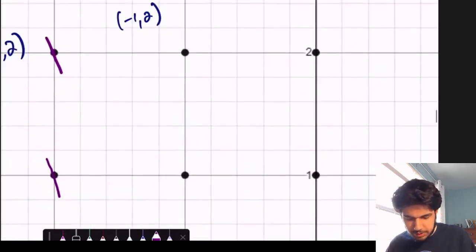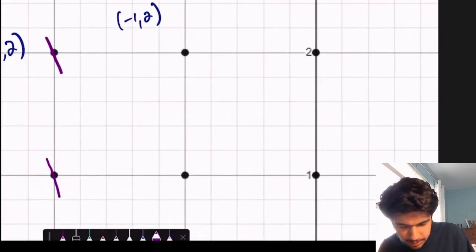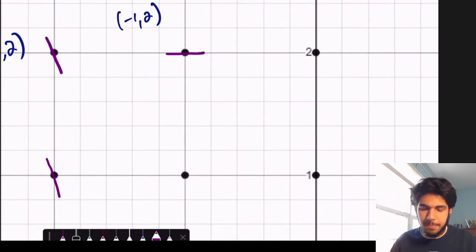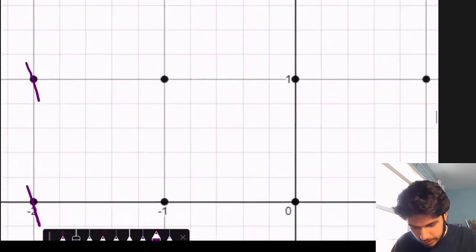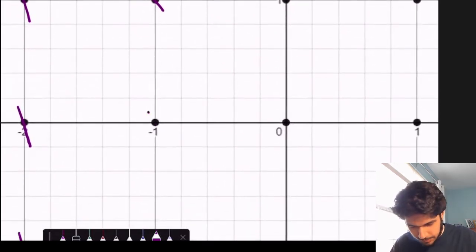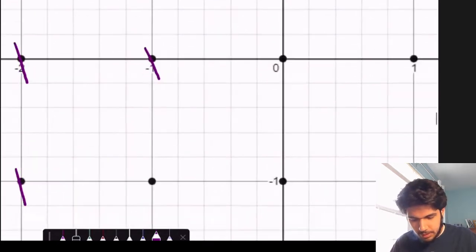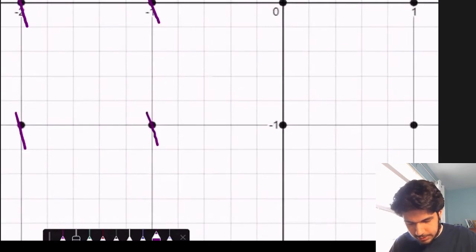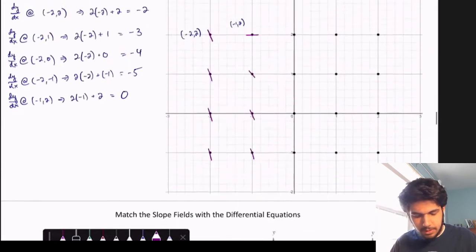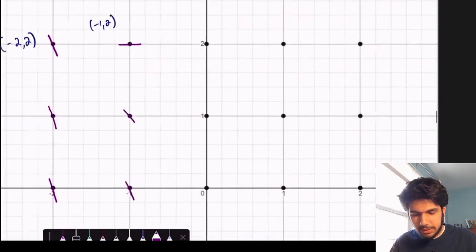So let's draw a small line with slope 0. That would be a horizontal line. Then we do negative 1. That'll look something like this. Negative 2, a little bit steeper. Negative 3 looks something like that. And now let's just jump through these and try to get through it.